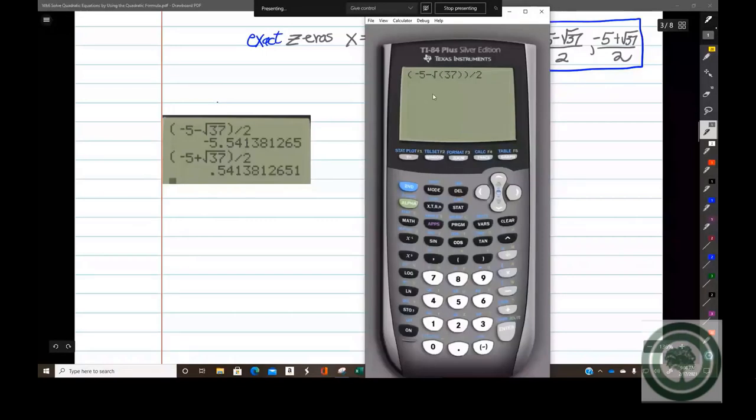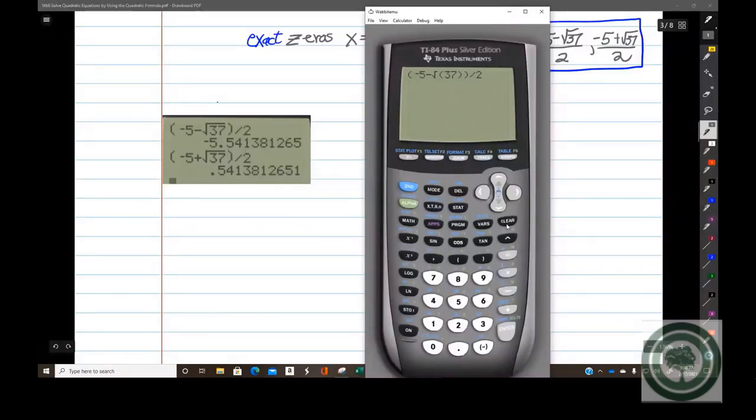37. Parentheses. Divided by 2. Am I sharing my screen? Can you see it? No, ma'am. Okay, let me share my screen. There. Let me do it again.